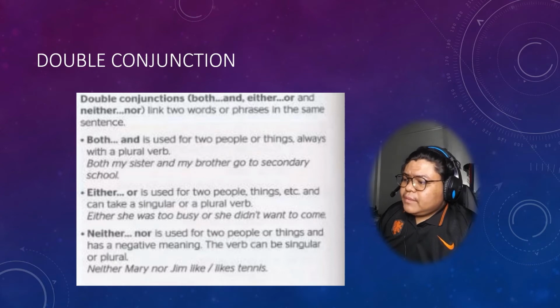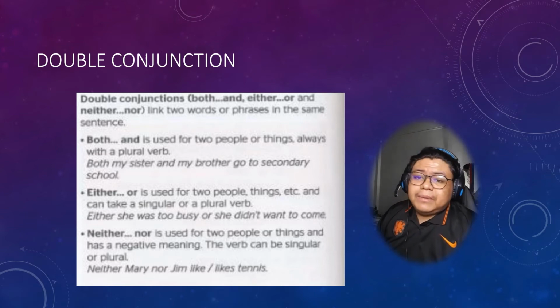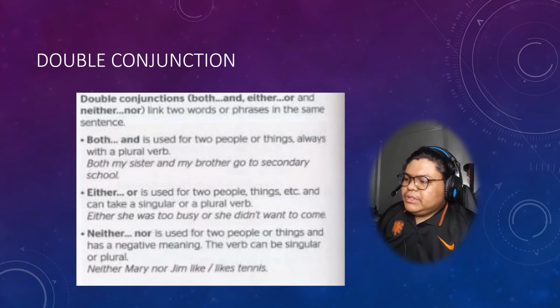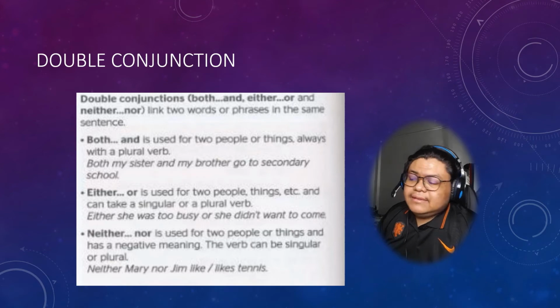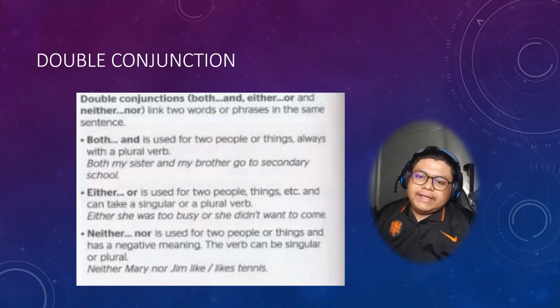Okay, both Mary and Jim does not like tennis pun boleh juga. Okay, tapi kena letak perkataan does ataupun do. Okay, tapi yang ni sebab dia neither nor, so kita dah tahu itu negatif. We don't have to use does not anymore. Okay, we just say neither Mary nor Jim likes tennis ataupun like tennis. Okay, it can be either of them. So kedua-duanya betul. Okay, so let's move on to the next slide.